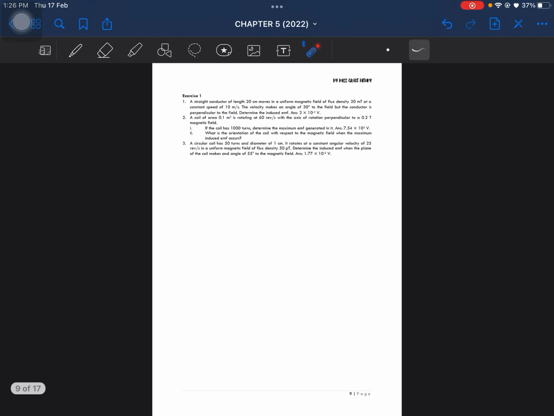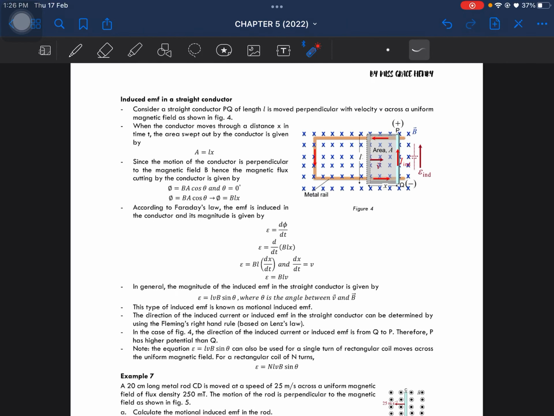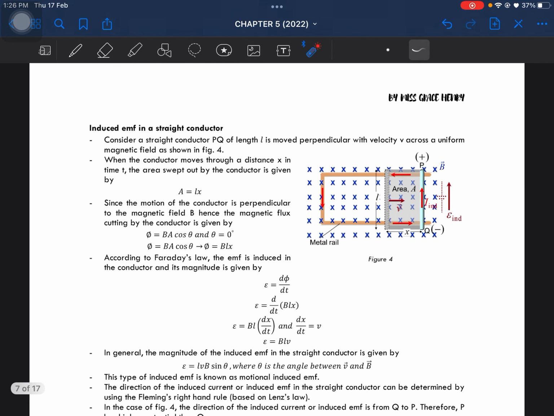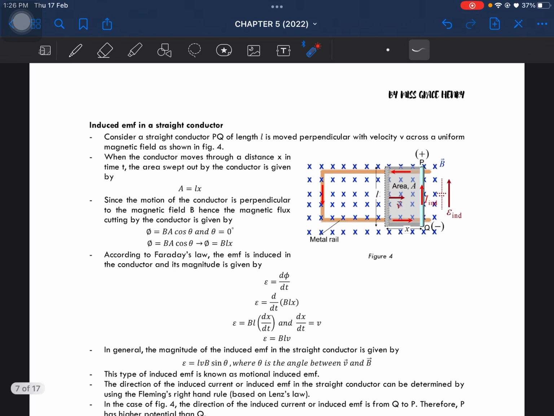Oh, this is a very long subtopic. Okay, now induced EMF in a straight conductor. Let's consider a straight conductor PQ of length L. So this is length L. Move perpendicular with velocity V across a uniform magnetic field. Okay, so it is moving to the right, perpendicular to the magnetic field.